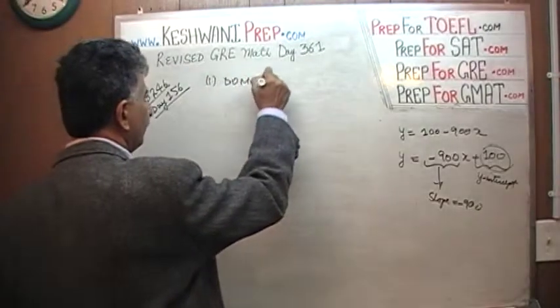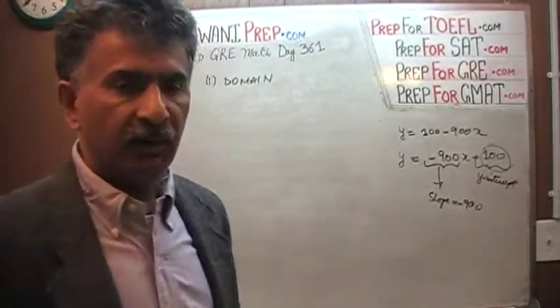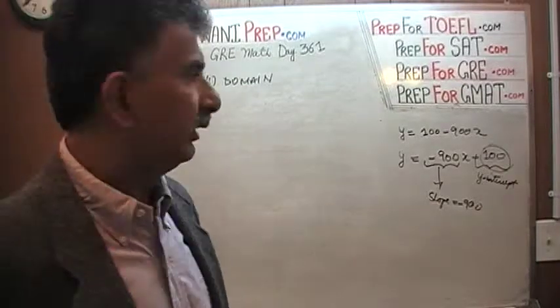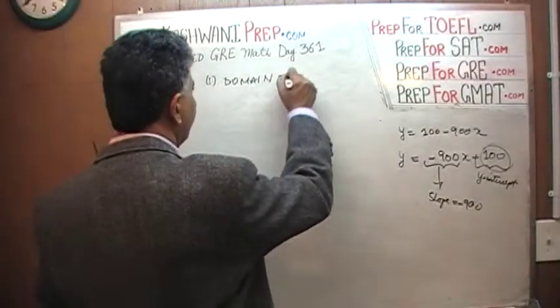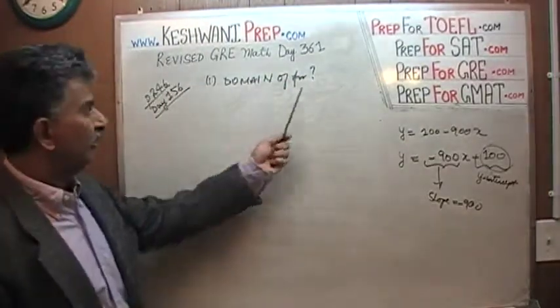What is the domain of this function? When somebody asks you what is the domain of this function, what they're asking you here is, are there any restrictions on x? Are there any values that x is not supposed to take? When somebody asks you what's the domain of the function, what are they asking you in English language? How do we say the same thing in English language?